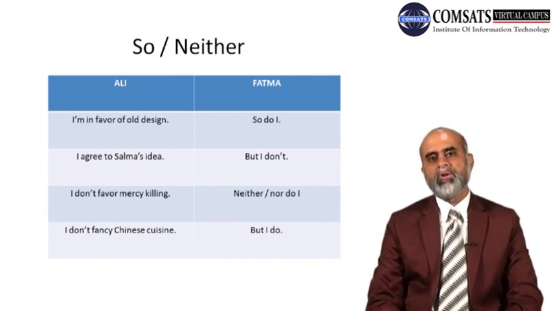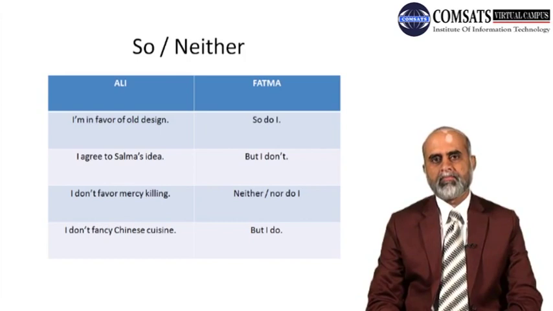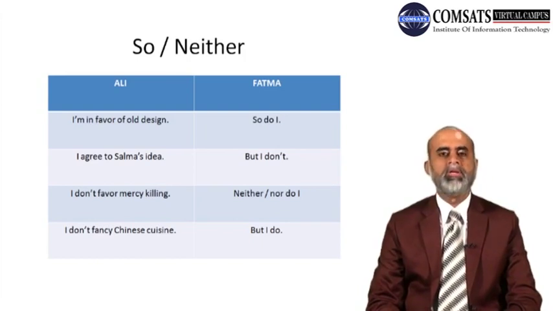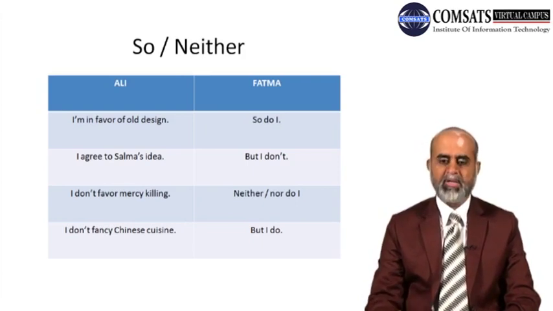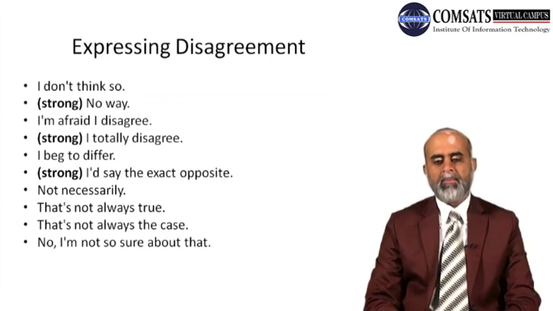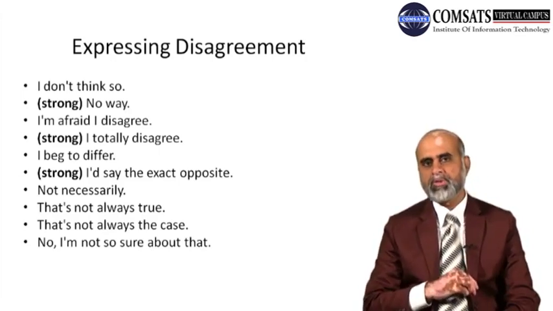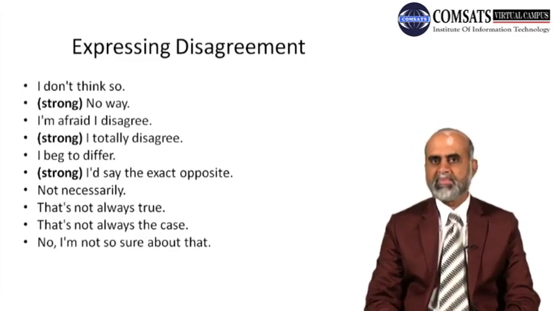Okay, I do not like smoking. Very good. If you said neither do I, nor do I, or if you said but I do, you are using it appropriately. Okay, very good. Now let's move on. If you want to express disagreement, you need to be polite. If you disagree, for example, I say that this color suits me. You disagree with me, you can say, I don't think so. This color suits me. I don't think so.